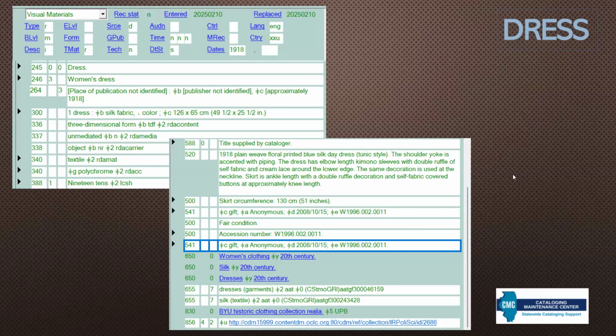I thought it was interesting in the description in the 520, it says kimono sleeves with double ruffle of self fabric and cream lace. And I'm like, wait, is that a typo? What is self fabric? So I looked it up, and Textile Glossary said that in sewing, it's a fabric piece or embellishment made from the same fabric as the main fabric, as opposed to contrast fabric. So I learned something new with that one.